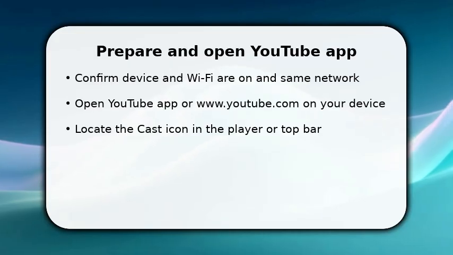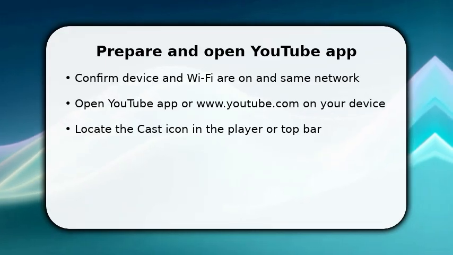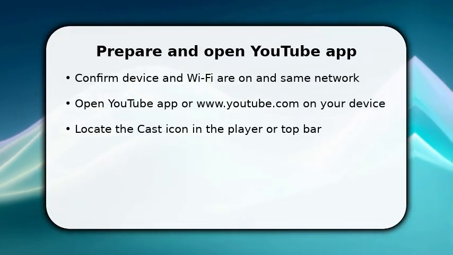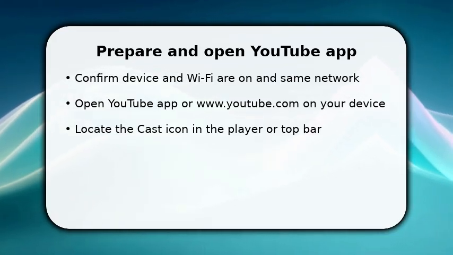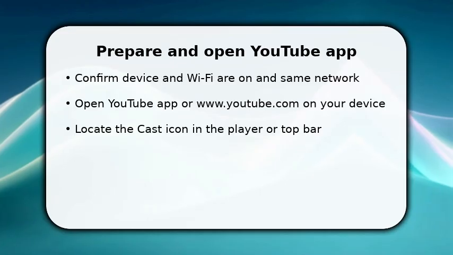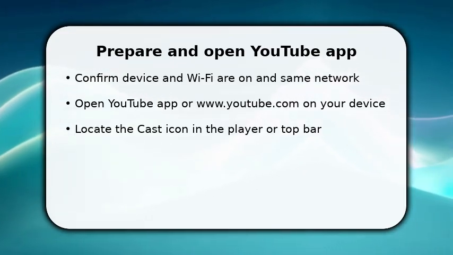You begin by confirming both your playback device and target cast device are powered and on the same Wi-Fi network. Once ready, open the YouTube app or go to YouTube.com on your phone or laptop and sign in if needed. Look immediately for the cast icon in the video player or at the top right. Tapping it shows connected devices.